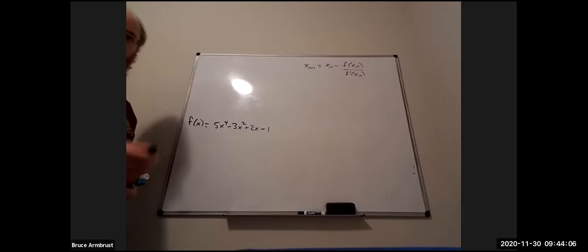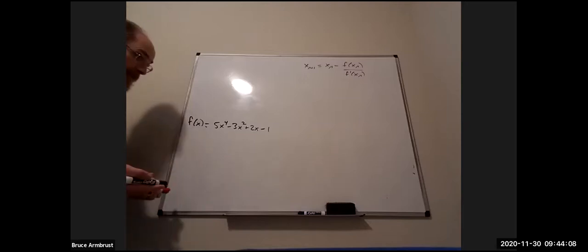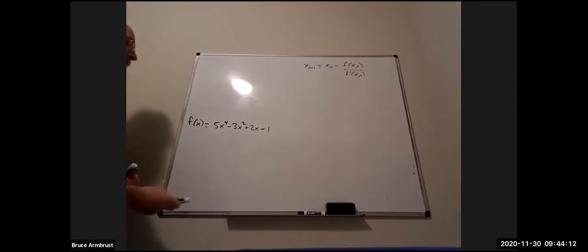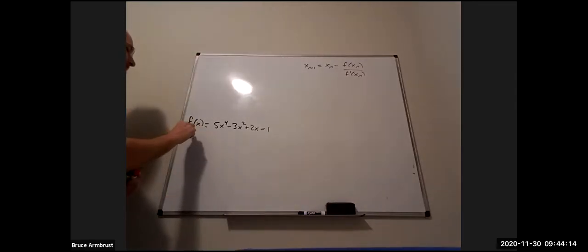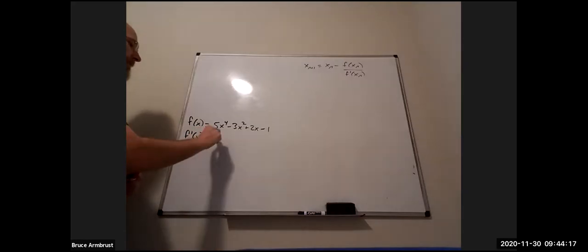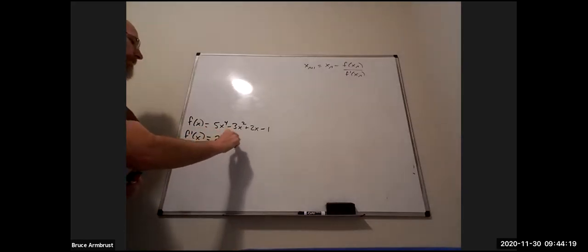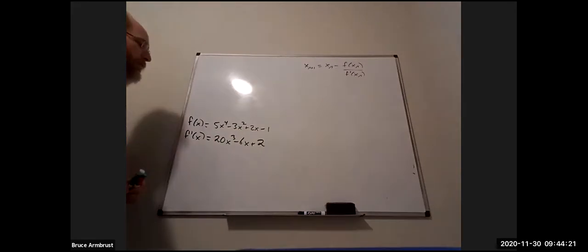So I think that was Susanna who chimed in there. We need to take the derivative, with a question mark. And the answer to that is absolutely, because that's part of our formula. So let's take the derivative. That's going to give us 20x cubed minus 6x plus 2.